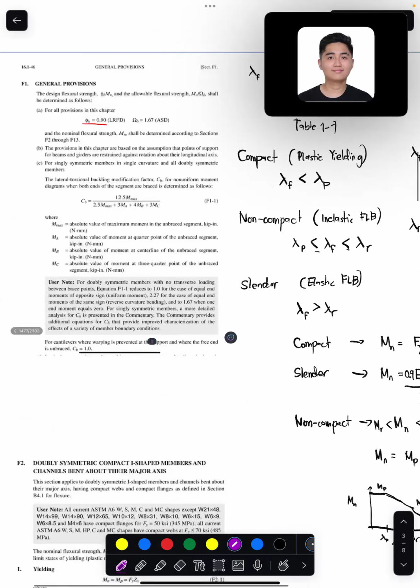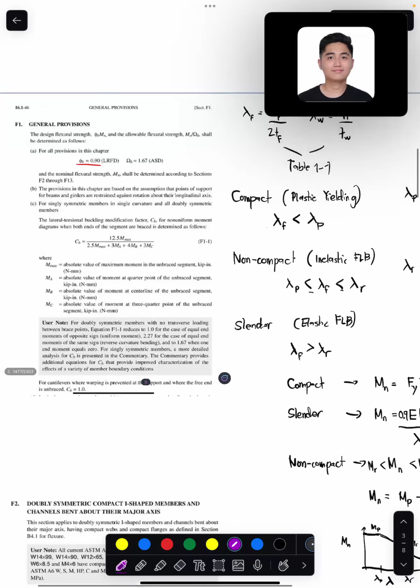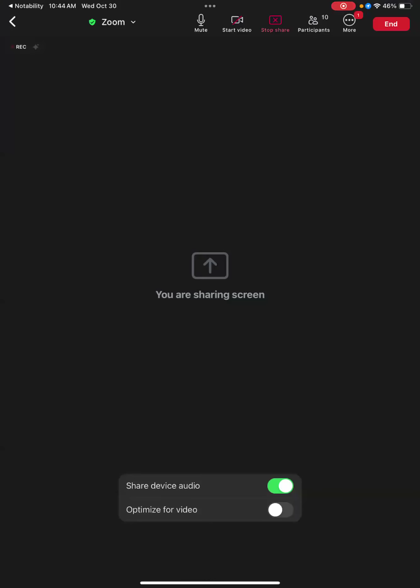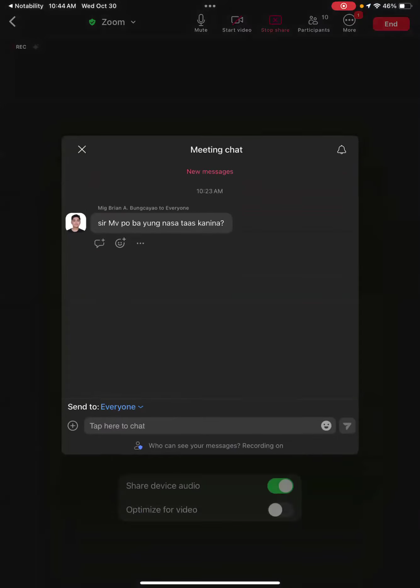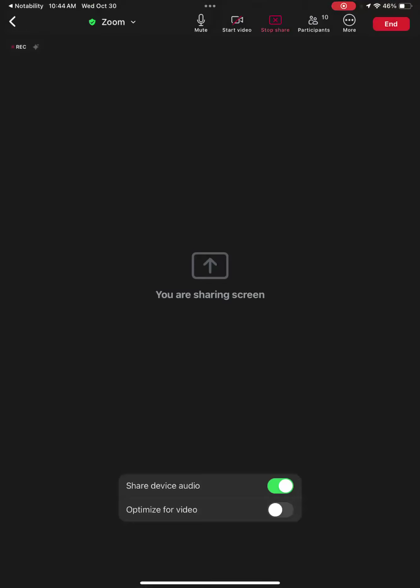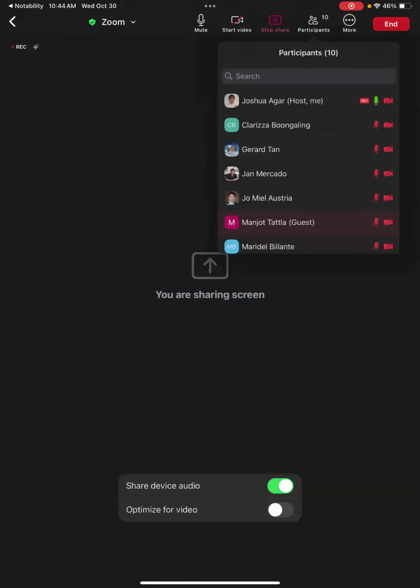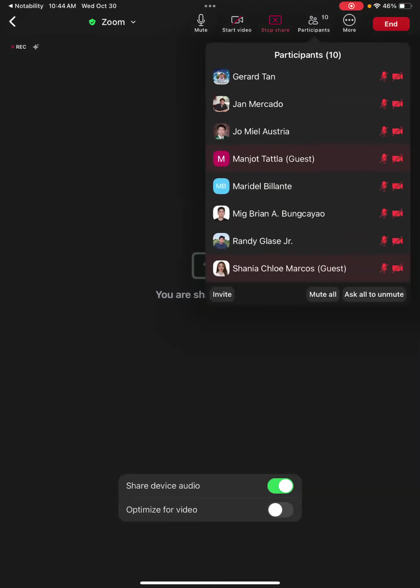So, merong specific na formulas. So, ano muna? Any questions ba so far? Sige, sa chat, tingnan natin. MY yung pinakita ko kanina. So, questions? Malinaw ba, yung raise lang ng hand? Okay naman tayo?